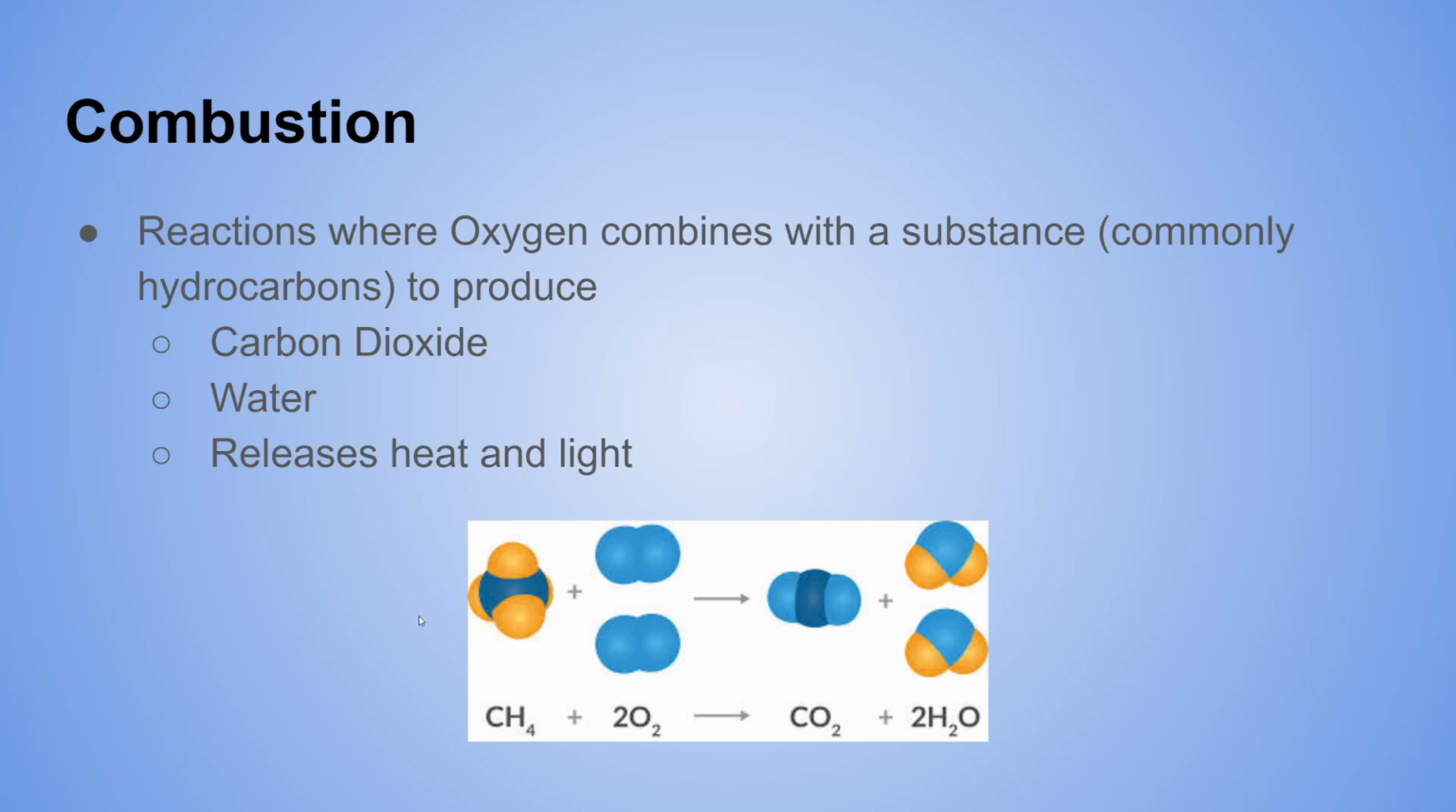So here in this example, we have methane combining with 2 oxygen to create carbon dioxide and 2 water. This balanced equation just basically shows how combustion reactions work, and obviously not shown in this reaction, but heat and light energy are released from this.